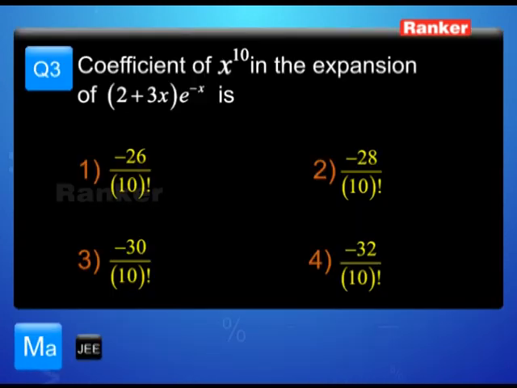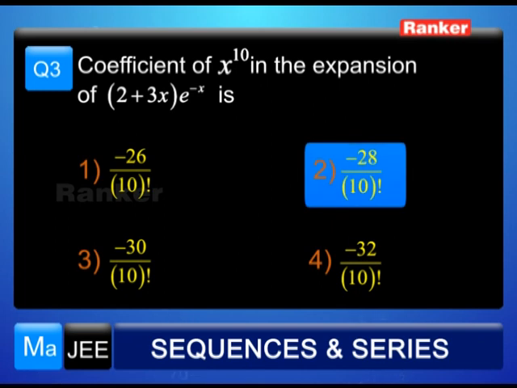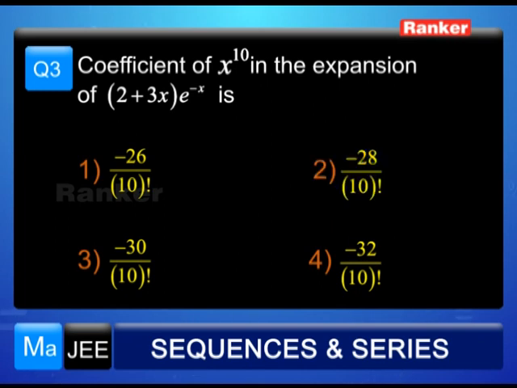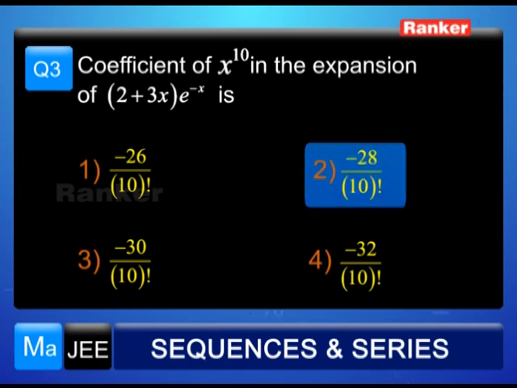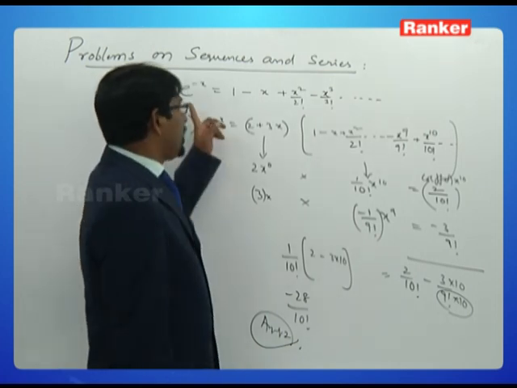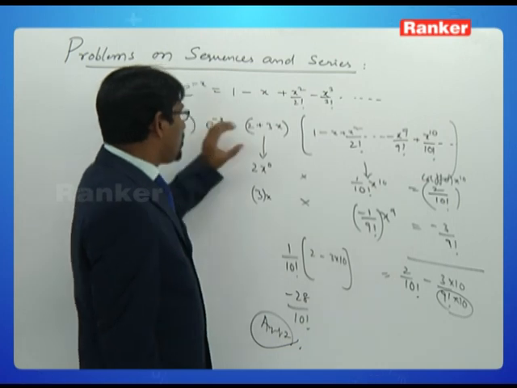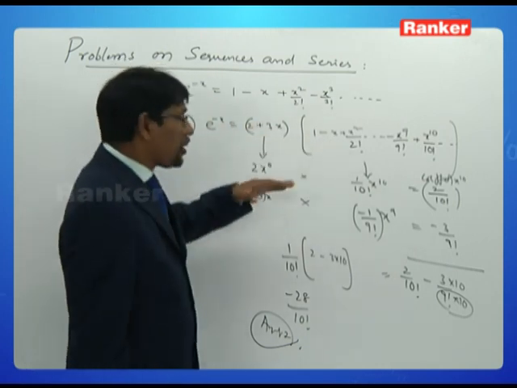So what is the right option? The right option is minus 28 by 10 factorial, which is nothing but the answer is 2 there. Okay, so that's the answer. So here we are making use of the expansion of e power minus x, and then we are picking up the required terms in the product.